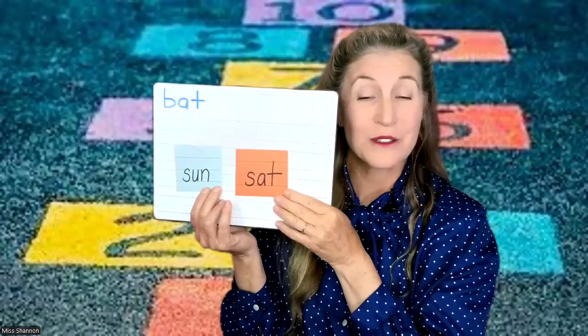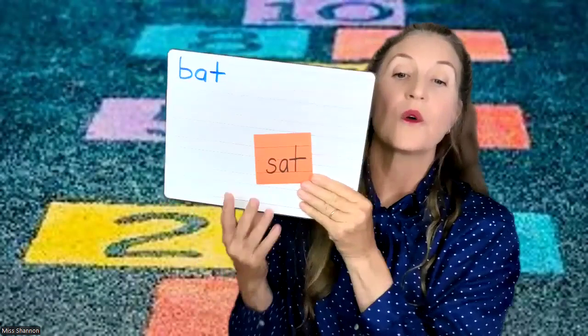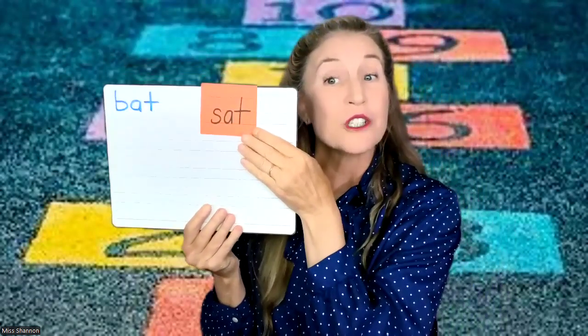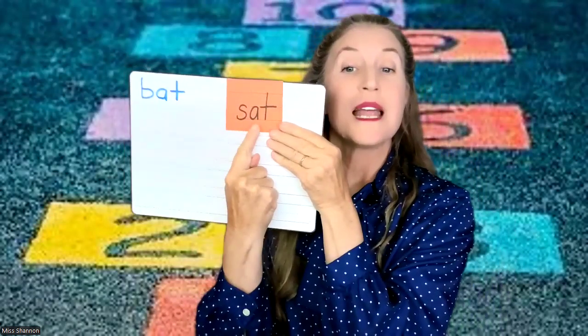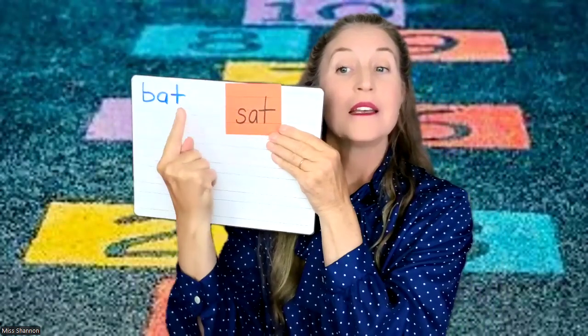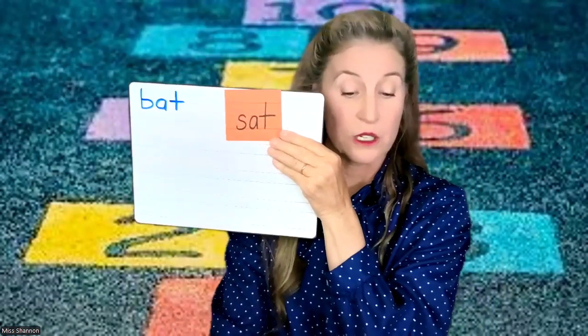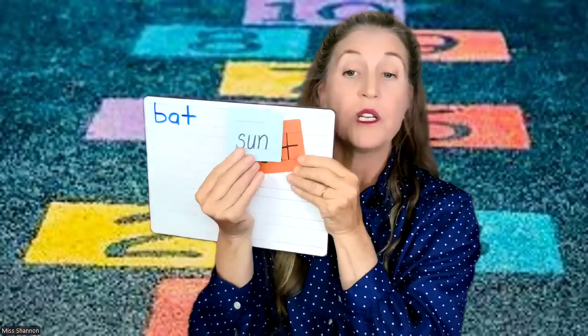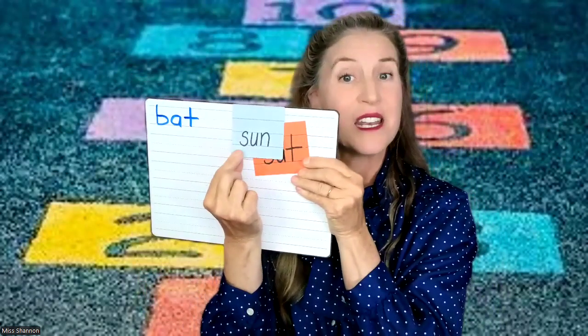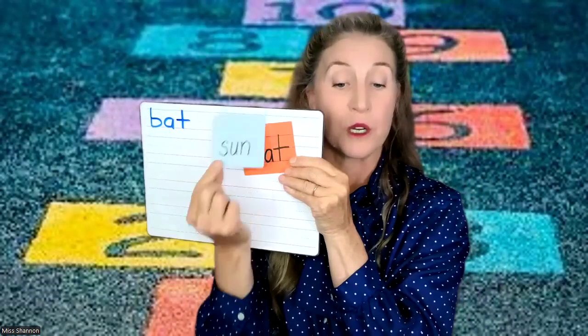Good job, rascals. If you picked the orange card, you found your rhyme. Notice that it has the a, t, t. That works. Whereas this one would not work. It has an a and a n. It will not be a rhyming word.